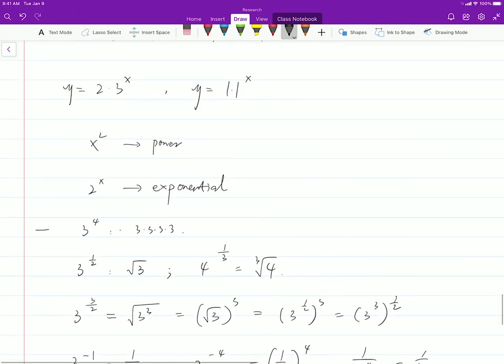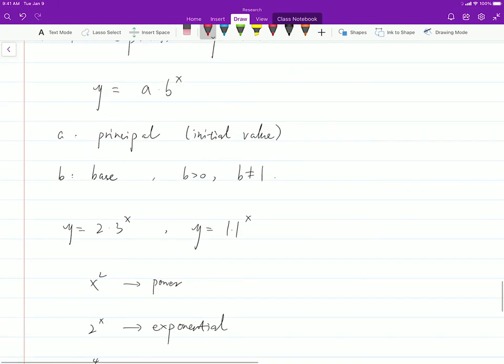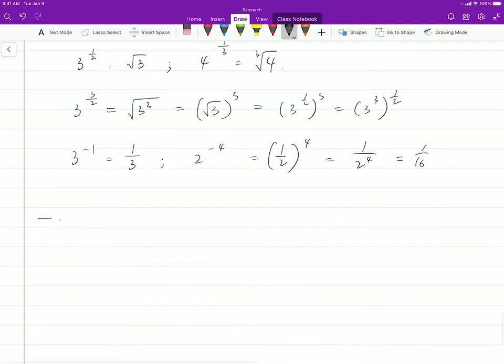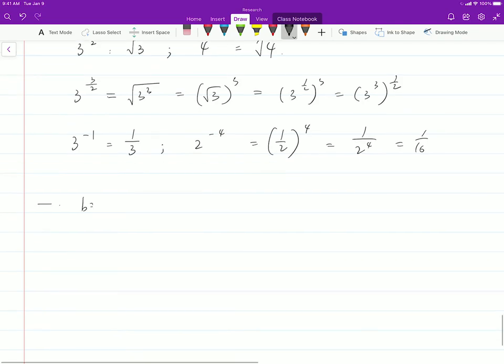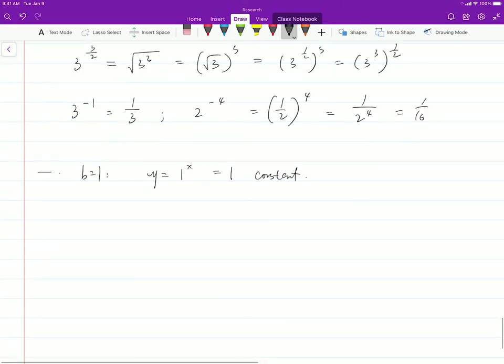Second comment, we do have the restriction. The restriction is b is going to be bigger than 0, and b is going to be not 1. Why? Well, what if b equals 1? Then you have y equals 1 to the x, which is 1 to any x is going to be 1. Therefore, this one is going to be a horizontal constant function. So b equals 1 is legit. It's just not exponential. It's a constant. So that's why we remove it. Otherwise, it's something way simpler than exponential.